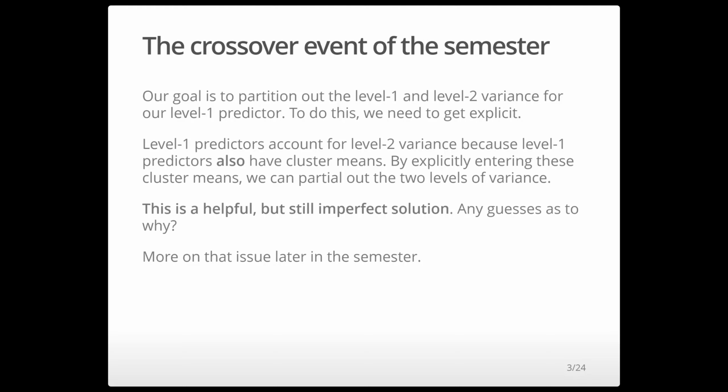And this is worth thinking about now, although this is something that we're going to talk a little bit more about later in the semester. So it's worth considering why this might not be a 100% perfect solution, and we'll talk about this in class.